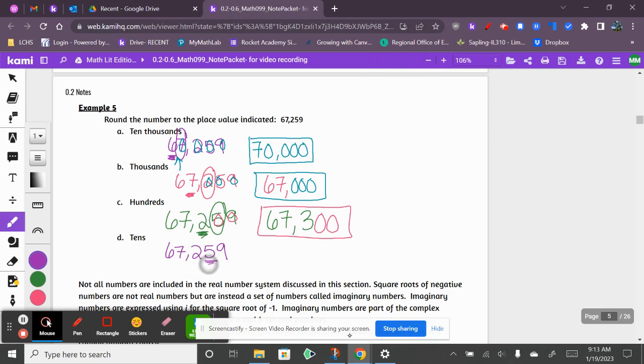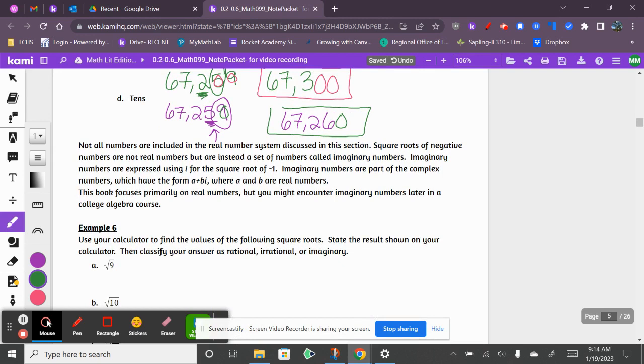So I'm going to underline the 5. The 9 will tell me if I round up or not. I will. So that will become a 6. The 5 will become a 6, and anything that follows will just be a 0. So I get 67,260.